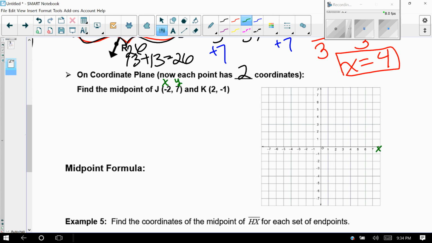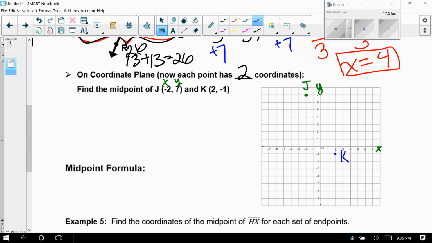This is my x-axis, and this is my y-axis. That's why there's a y up there. So I'm going to go -2, +7. So I'm going to go to the left 2, and then up 7. So this is J right here. And then K is going to be blue, and this is going to be +2, -1, it says. So I'm going to go to the right 2, and then down 1. And to find the midpoint in between them, it looks a little bit difficult, right? Since we're going like to the right and down. So I am going to use the formula that we made.